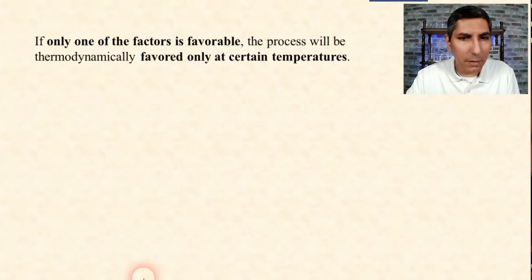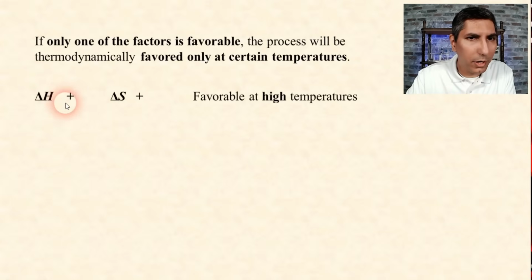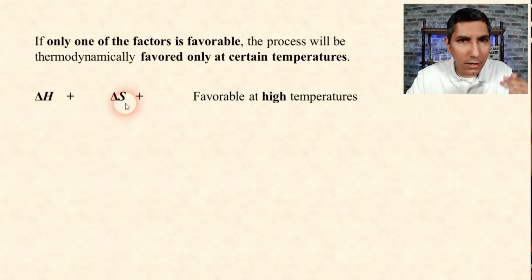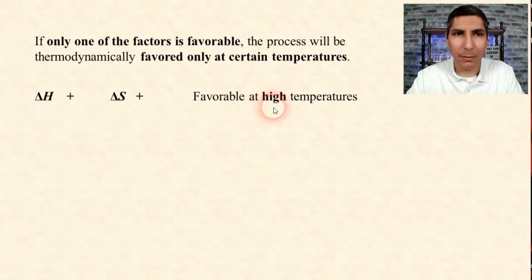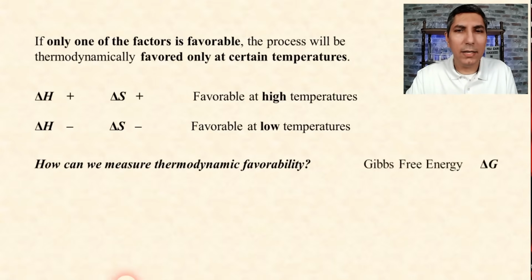So we have that. Now, if only one of the factors is favorable, the process will be thermodynamically favored only at certain temperatures. So that means that if you have a reaction that is endothermic, delta H positive, and it's increasing in entropy, delta S positive, it's going to be favorable at high temperatures. They're both positive. At very positive temperatures, it'll be favorable. If it's the other direction, if they're both negative, it's exothermic, and the entropy is decreasing, it's going to be favorable at lower temperatures.